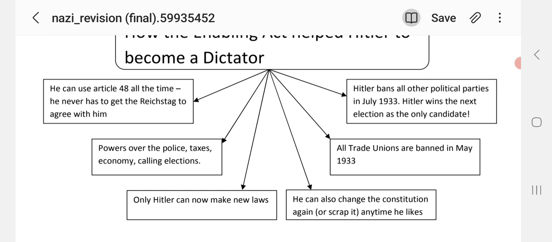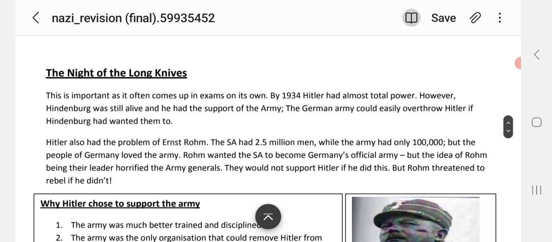All trade unions are banned in May 1933, and Hitler bans all other political parties in July 1933. Hitler wins the next election as the only candidate. And the third key event is the Night of the Long Knives.